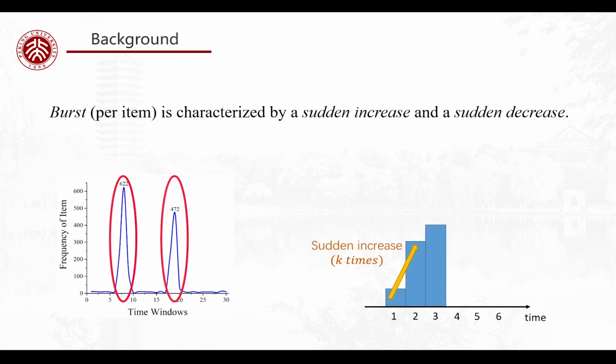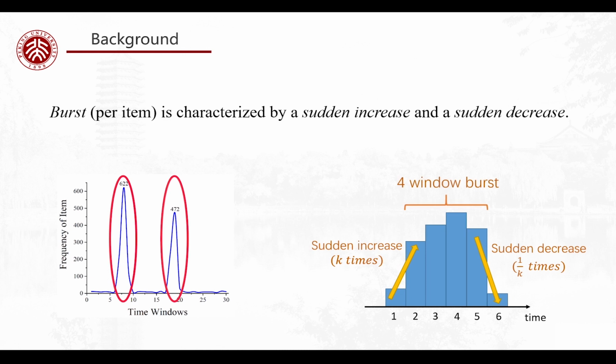The third window's frequency seems similar to the second window, and also the fourth and the fifth windows. In the sixth window, the item appears much less than in the fifth window. Specifically, when the number of appearances in the current window is 1 over k times smaller than the previous window, we regard that a certain decrease occurs. In this case, the sixth window is the decrease window. And we regard the number of windows the burst lasts as burst width, which is 4 in this case.